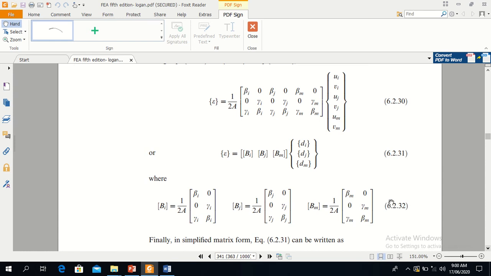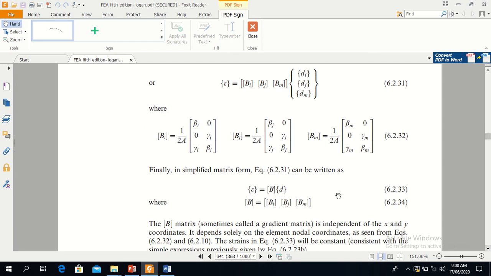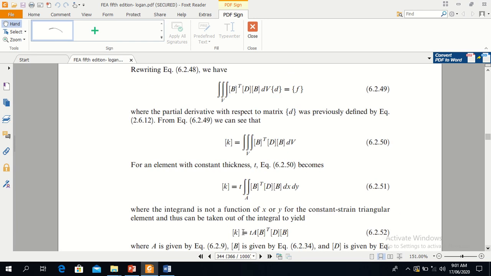After noting this equation 6.2.32, you will note down the equation 6.2.34 and 6.2.33. These two equations, you will note down these two equations.